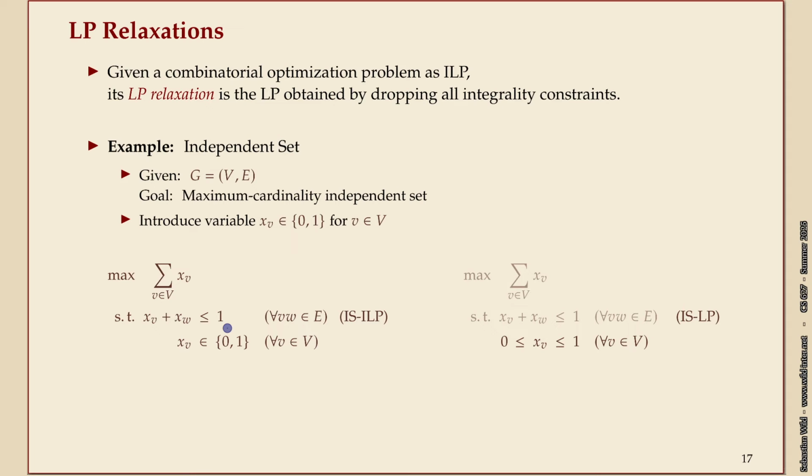And the linear program relaxation on the right just replaces the binary constraint with upper and lower bounds. So the variables are still bounded between 0 and 1, but they need not be integral. Okay.